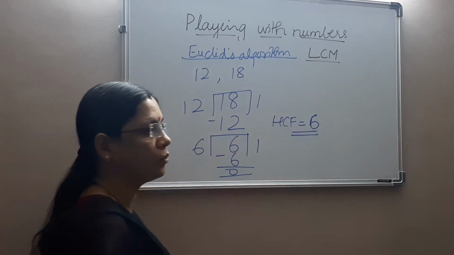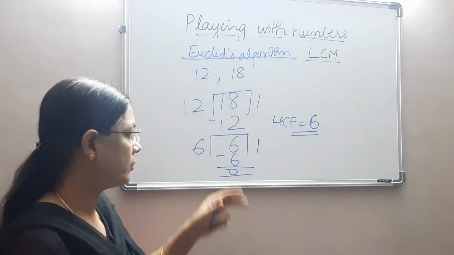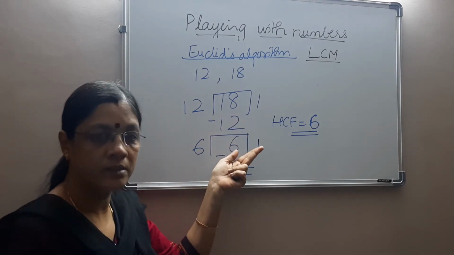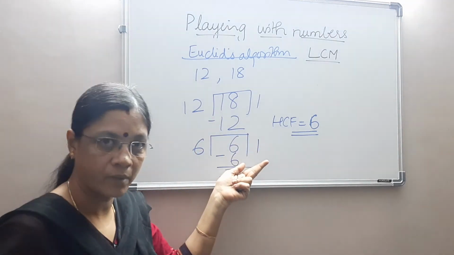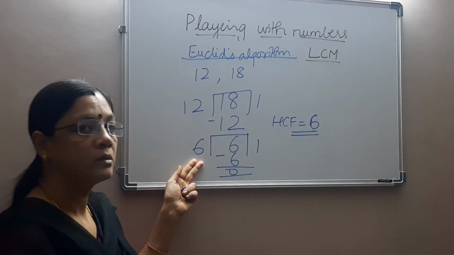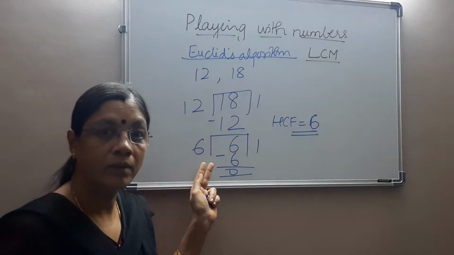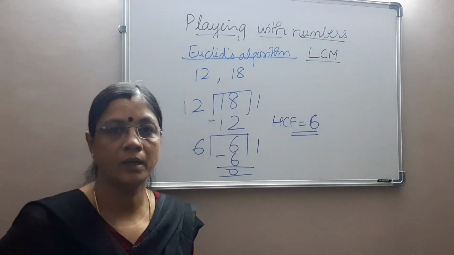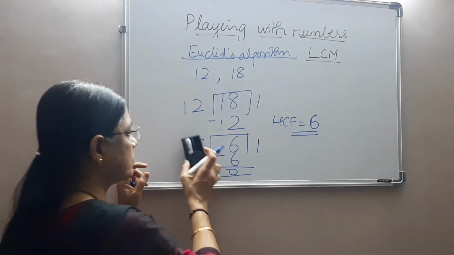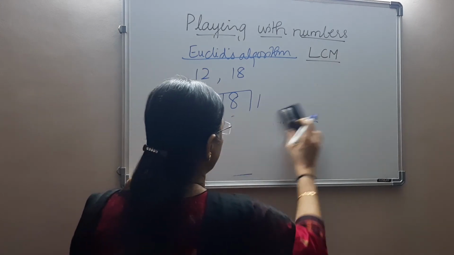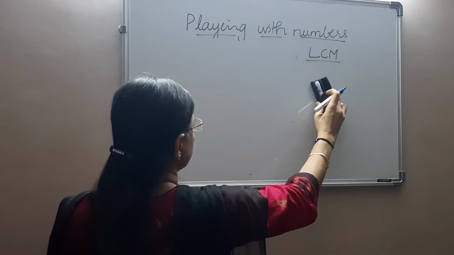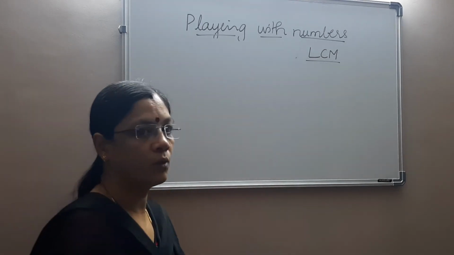Now do you understand how we get HCF? If the first step doesn't give you 0 as a remainder, then see by which number you can divide to get a remainder 0, and that number becomes the HCF. Do you understand? So this is what we call Euclid's algorithm, by which we find HCF. So this is one of the methods.